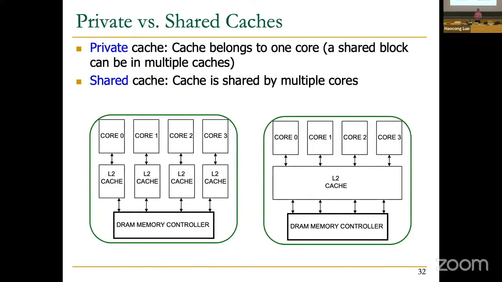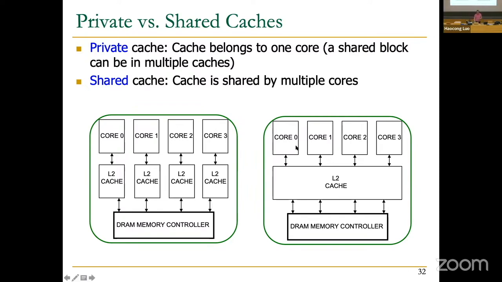But let's take a look at one dimension of this, which is: should the cache be private, or should the cache be shared across cores, or a subset of cores? You could generalize this. In a private cache, a cache belongs to one core, which means that a shared block can be in multiple caches. Whereas a shared cache is shared by multiple cores. The L2 cache here is shared by multiple cores, as you can see. If a block is shared across those different cores, it doesn't need to be replicated across different caches if the cache is shared. A block is in only one place. So there's one immediate advantage of a shared cache: it reduces the replication across different private caches.